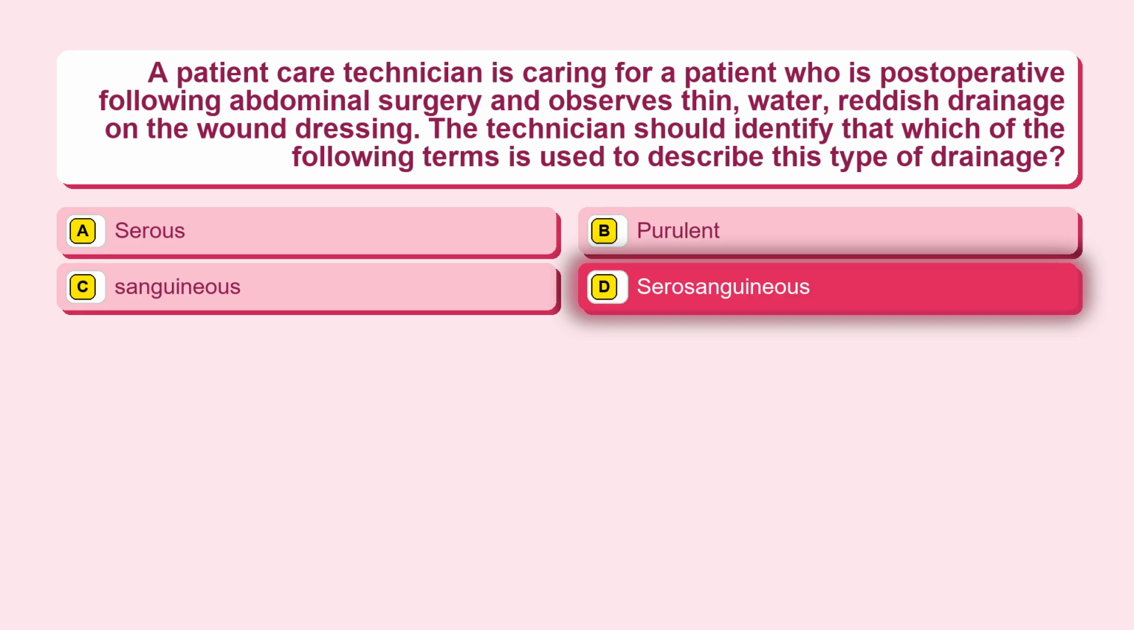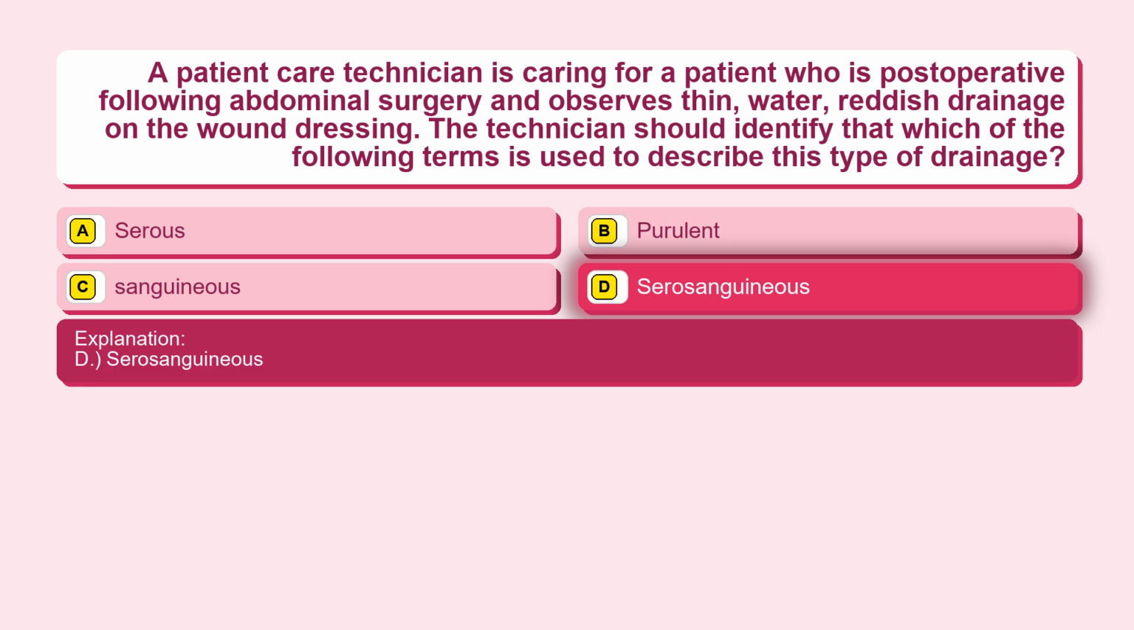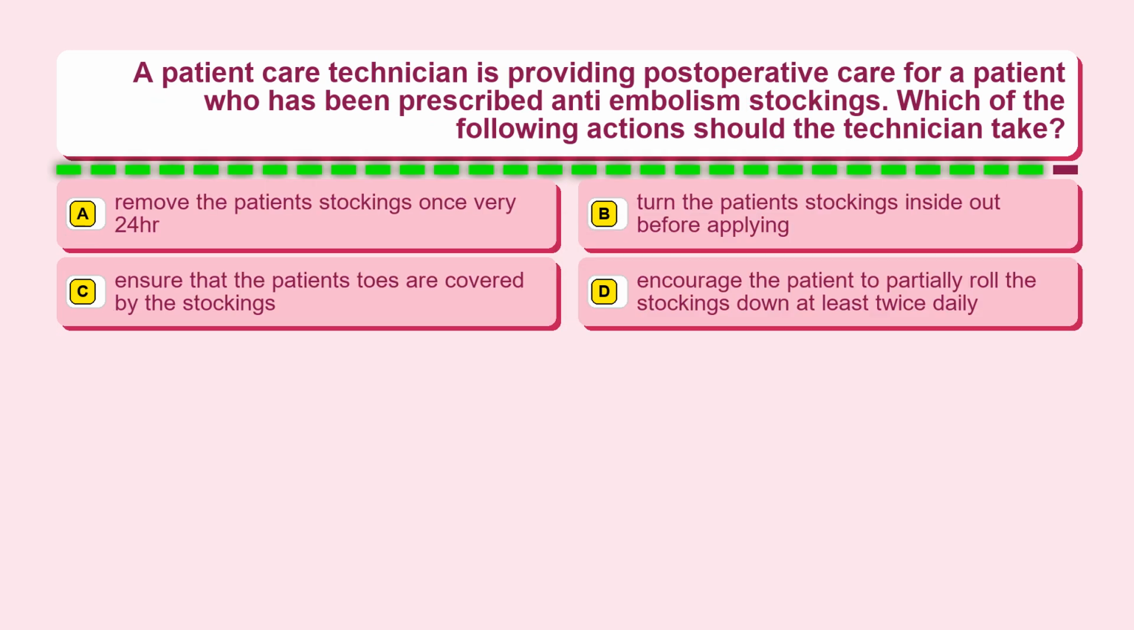The correct answer is option D, serosanguineous. Question 57. A patient care technician is providing postoperative care for a patient who has been prescribed anti-embolism stockings. Which of the following actions should the technician take?